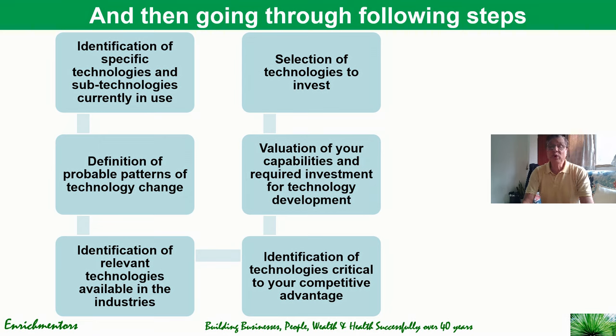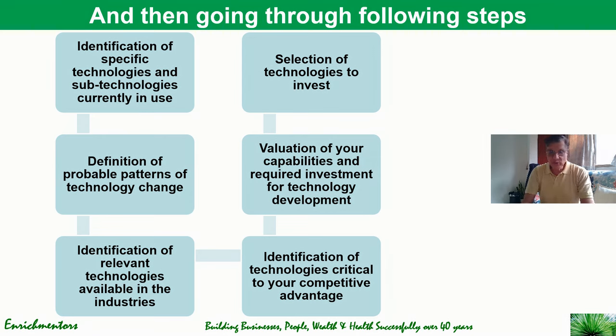From there, you look at what are the technologies that are critical to your competitive advantage. Remember the business strategy we talked about, how you're going to compete. So you have a certain basis of competing there, and that's your competitive advantage. So what are the technologies that are critical to maintaining and even building that competitive advantage? Then, evaluation of your current capability and the required investment for those critical technologies you need to develop, and selection of technology to invest in. That's how you can evaluate and understand the current technologies or future technology, and evaluate the technology in which you should invest in future.